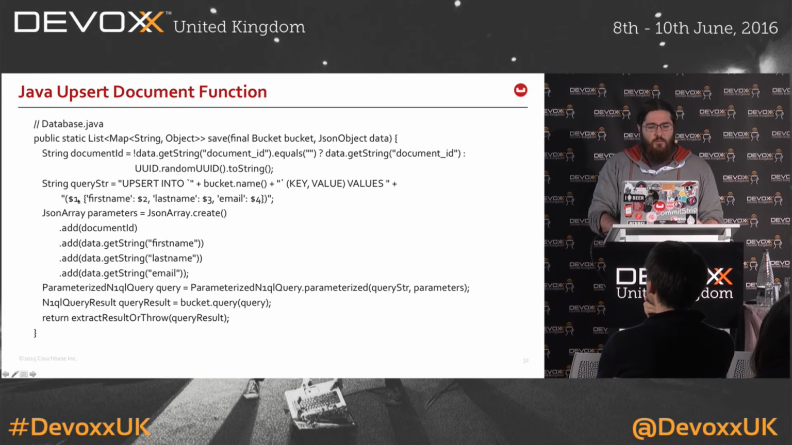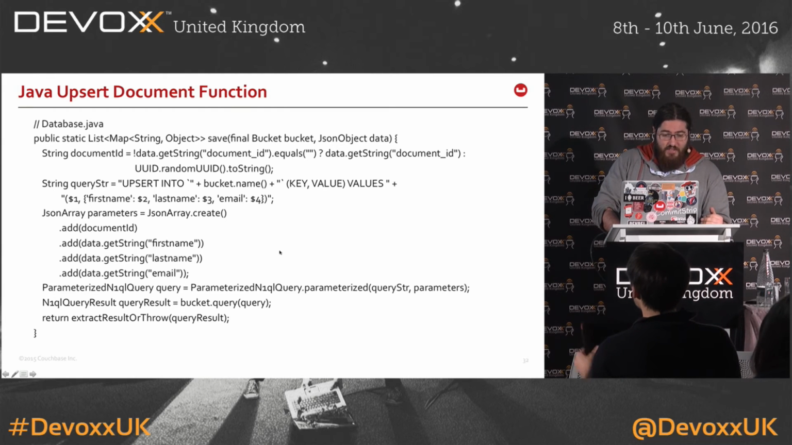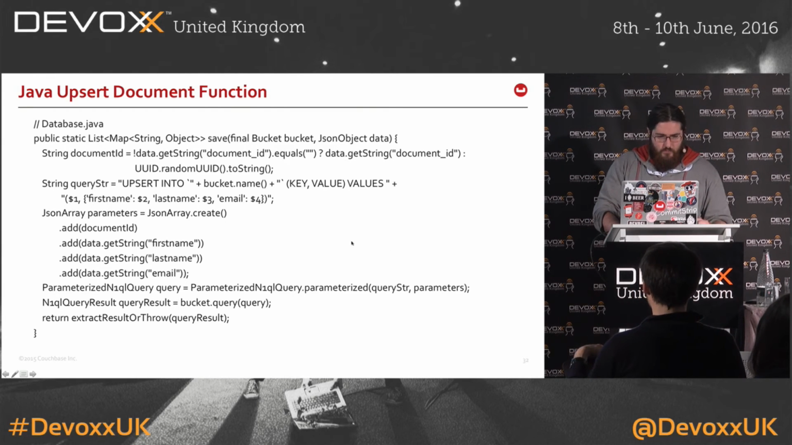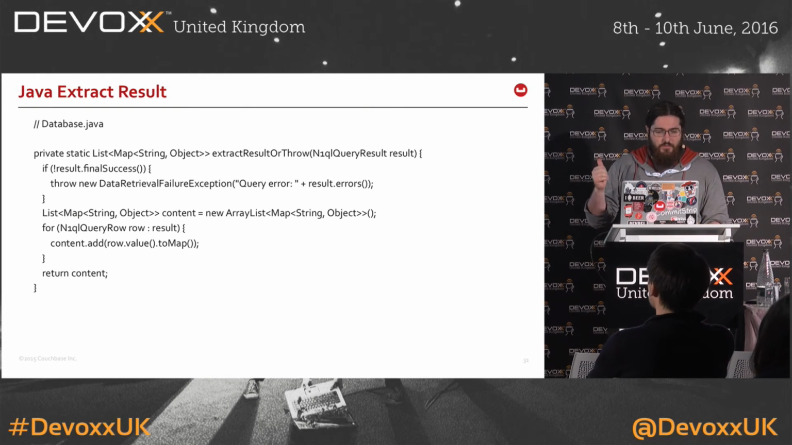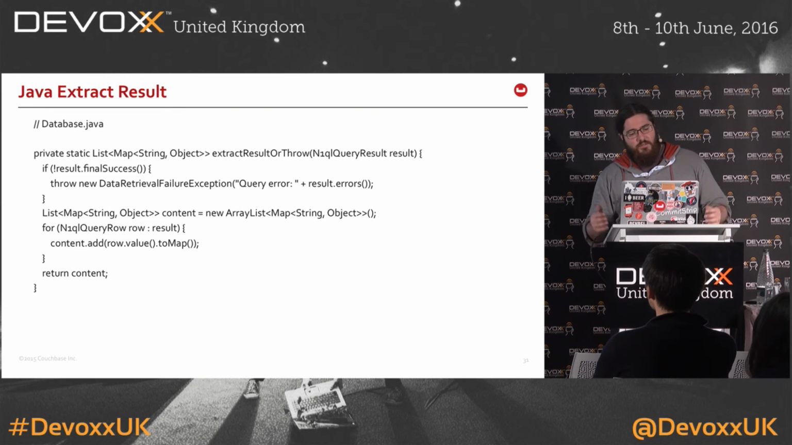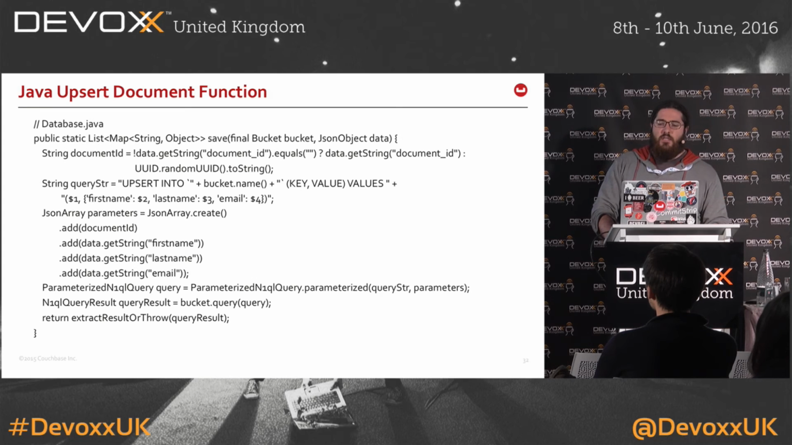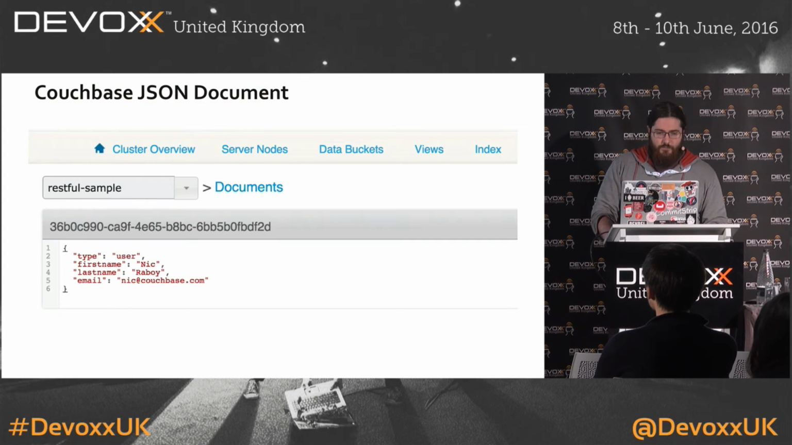You can see I have four parameters, $1, $2, $4, which means that when I create my query, I will use an array as parameters, which is the next line you see here. Run the query, and the query will return a NoSQL query result, which is what I just showed you before. Did the query succeed? No. Throw an error. Did the query succeed? Yes. Wrap everything into a list of maps and send it back to the client.